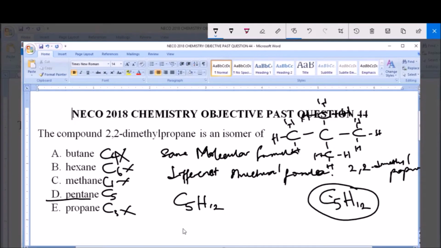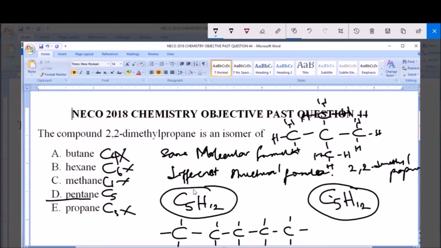Now let's briefly describe the structural formula. The structural formula of pentane, since it is a straight chain hydrocarbon, we have C: 1, 2, 3, 4, 5. Now attaching the hydrogen, we have 1, 2, 3, 4, 5, 6, 7, 8, 9, 10, 11, 12. So you can see that it is complete. But looking at the structure of pentane, it differs from the structure of 2,2-dimethylpropane. So therefore, since they have the same molecular formula and different structural formula, we can say 2,2-dimethylpropane is an isomer of pentane. And so therefore, pentane is the correct answer to this question, option D.